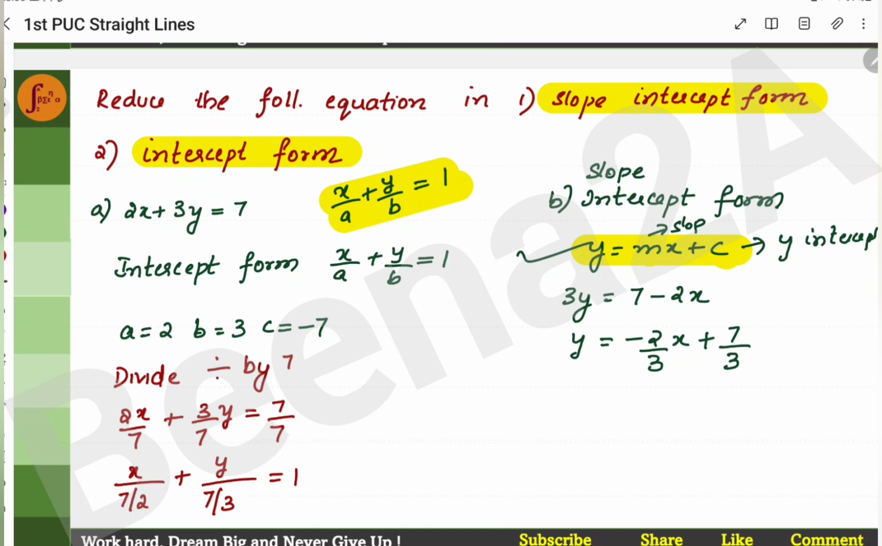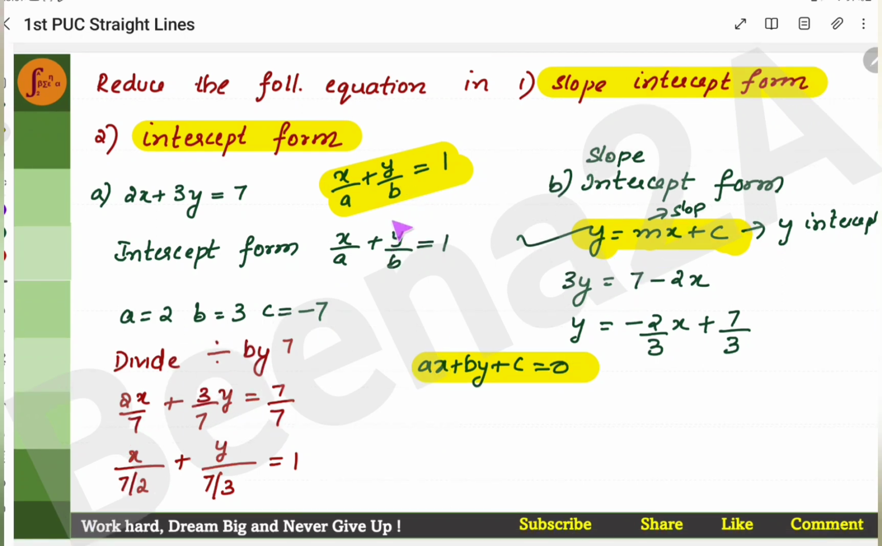And what is the general equation form? What is the general equation of a straight line? ax plus by plus c. Now all these three equations are nothing but equations of straight lines themselves, but they are different forms. In one equation you have the slope and y-intercept. In one equation you have the x-intercept and y-intercept. All these equations are related, right? One is derived from the other.